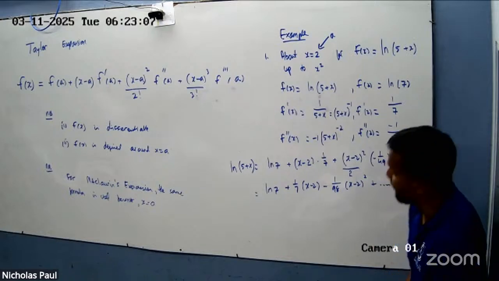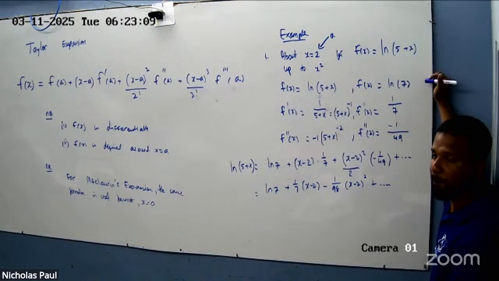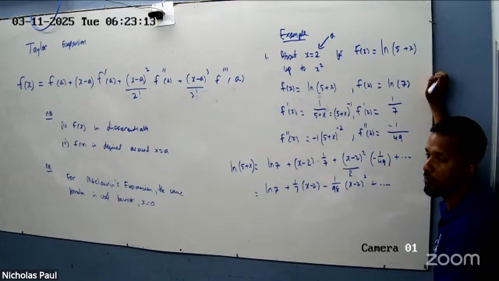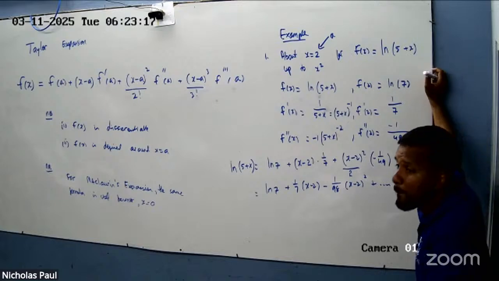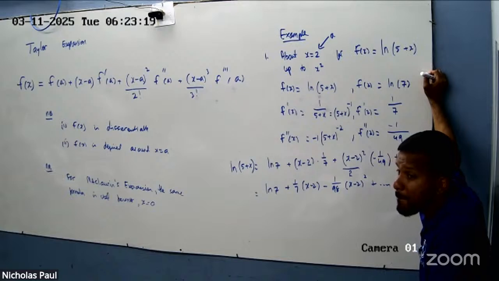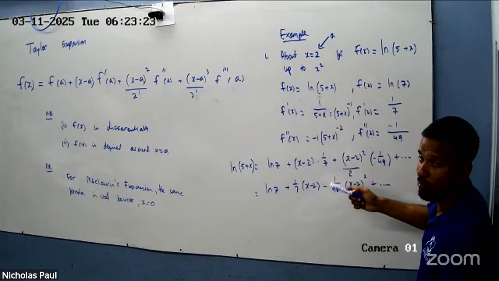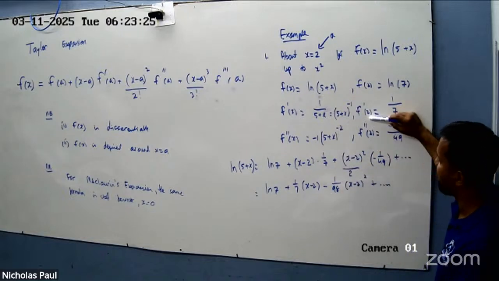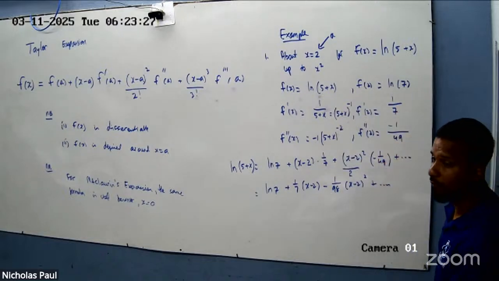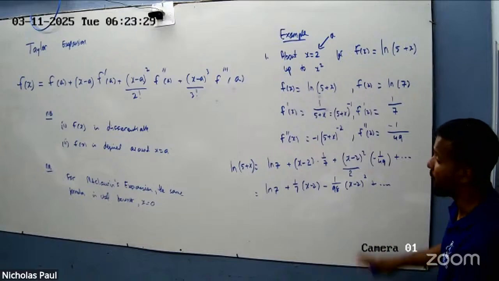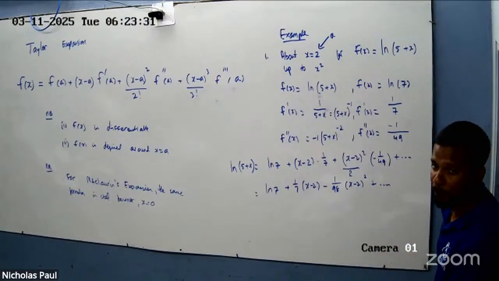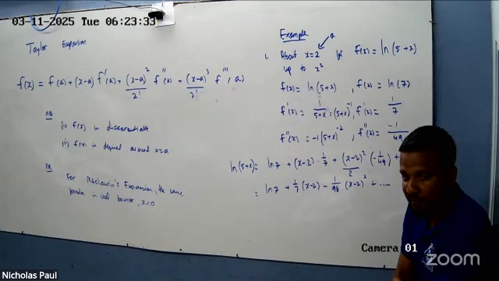Suppose I said Maclaurin. What to do? Take out the A and put 0. So instead of finding f of 2, you find f of 0. This is easy math. Sometimes this is 14 marks, because the differentiation will be harder.